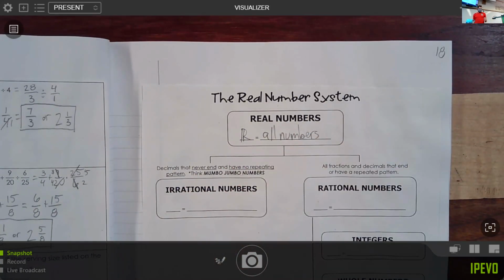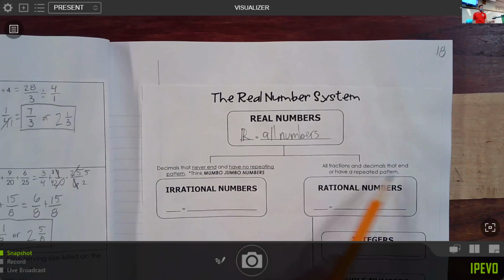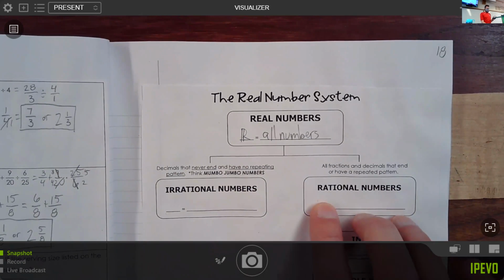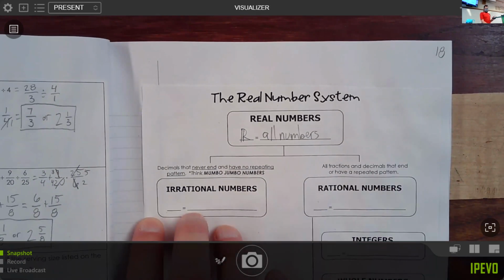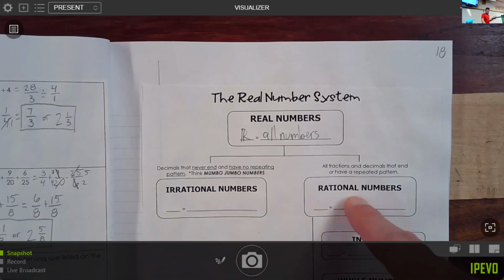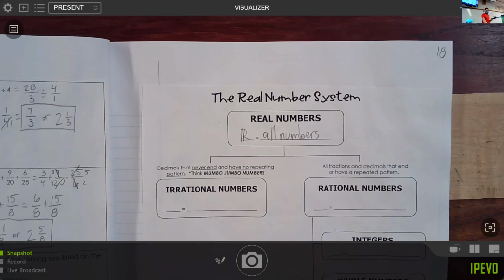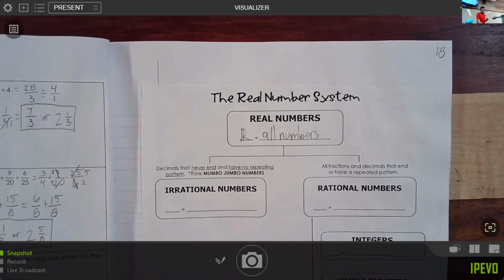Now, within the real numbers, there is this large category over here called rational numbers. And so we're basically splitting real numbers into different categories. There's two main categories. There's rational numbers and there's irrational numbers. Within rational numbers, there are three other categories of numbers. And so we're going to start down here at the bottom with natural numbers.